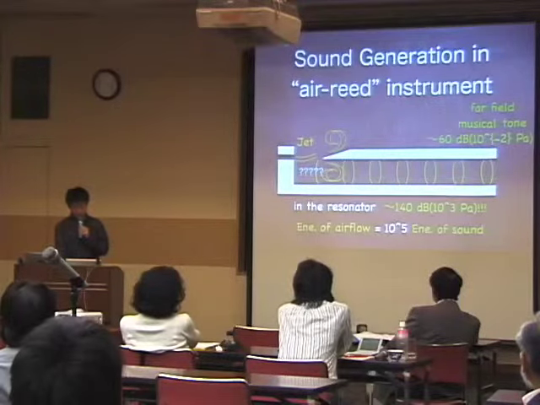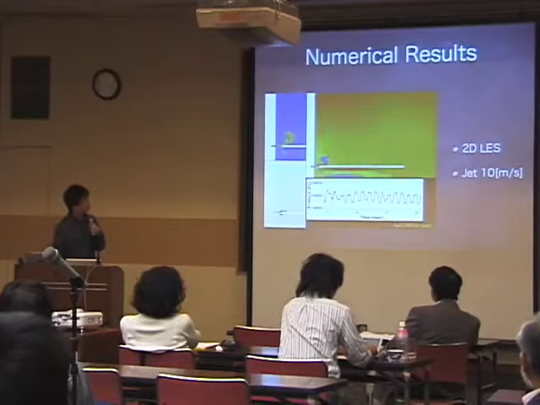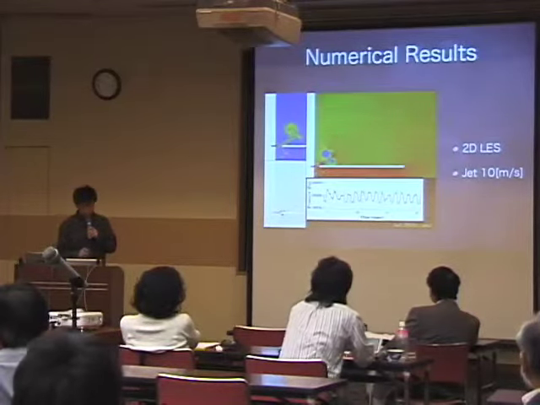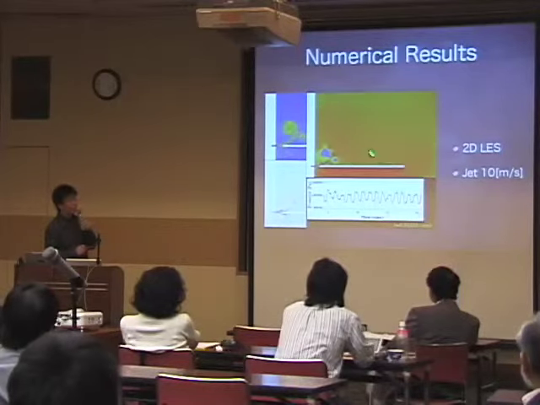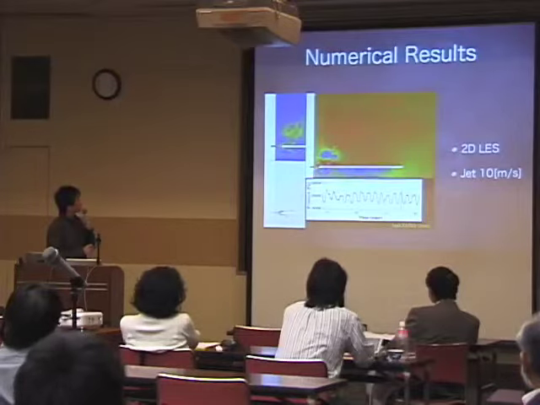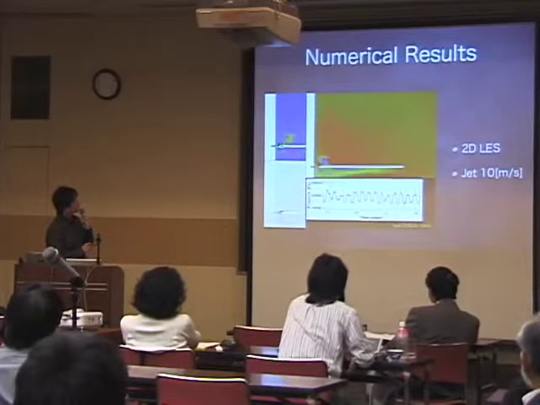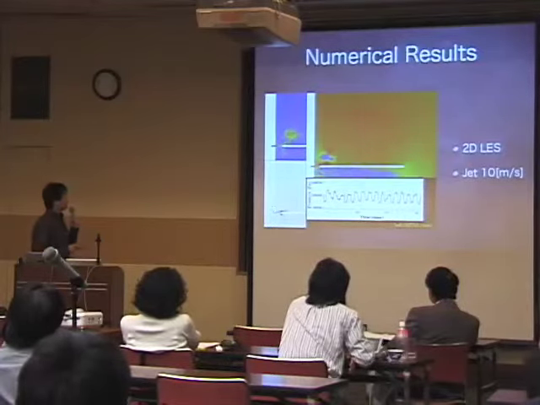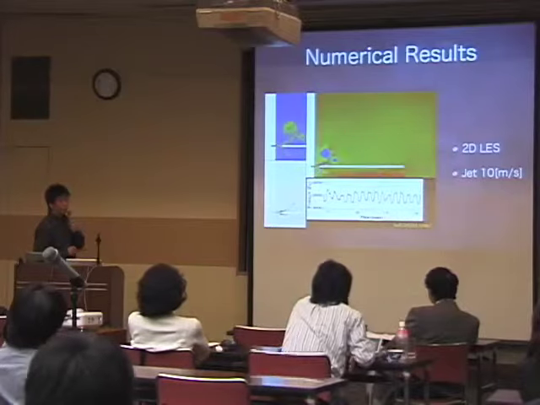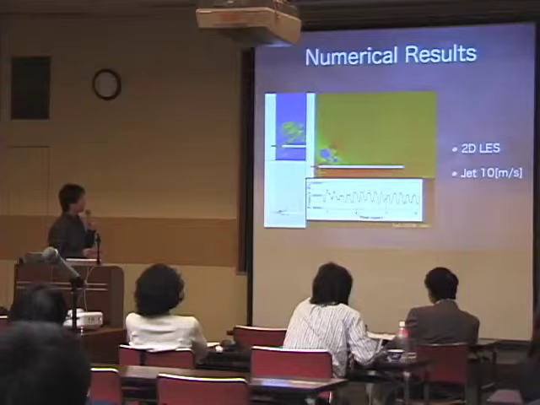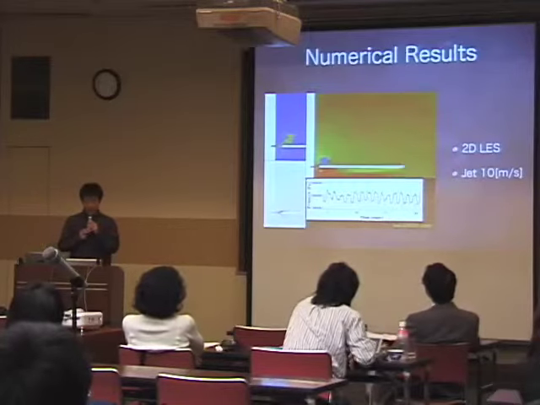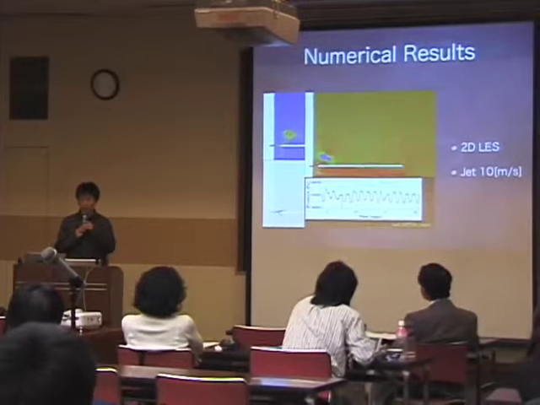Next, we show some preliminary results of numerical simulation. These animations are numerical results from a two-dimensional large area simulation. This one is the pressure of sound. And this one shows the velocity of airflows. And you can see the vibration of jets. And this is the air reed. And the lower one is the sound source. And this is a time series of pressure. You can see sound generation and its propagation. But we have not yet understood the feedback mechanism from sound to fluid.